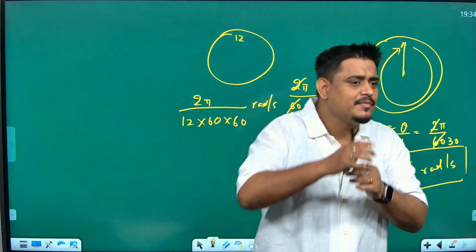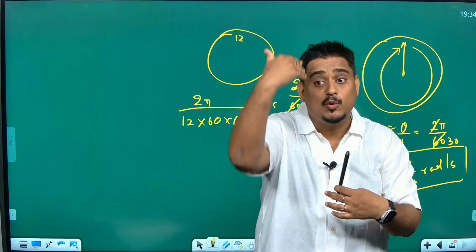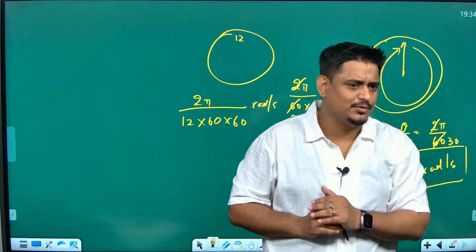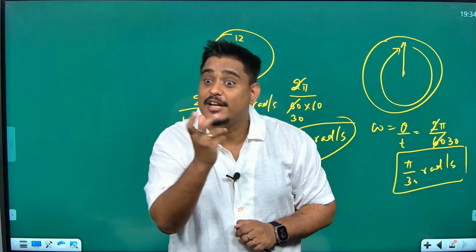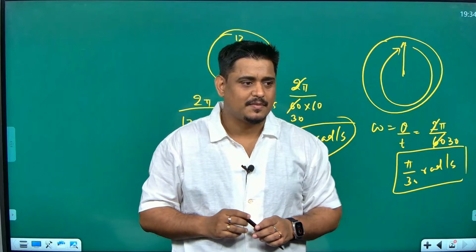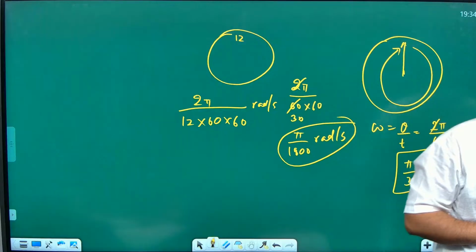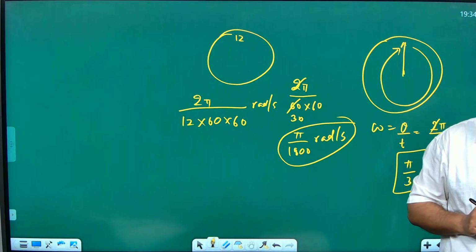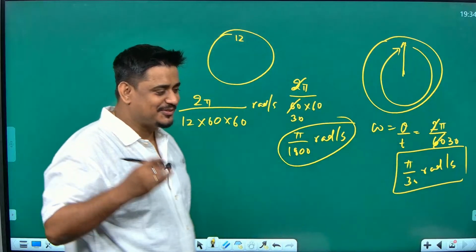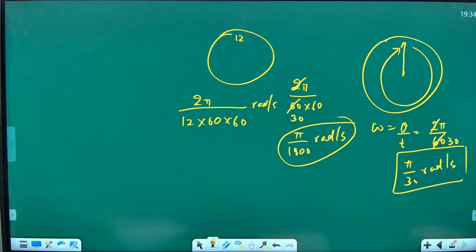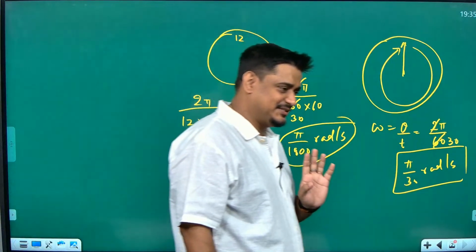What we are calculating? How much time it takes to complete one revolution, and we are dividing 2 pi by that value. If I ask you, what is the angular velocity of Earth's rotation? What will be your answer? Is my question clear? 60,000 meter per second. Sir, that's speed only. I am asking angular velocity of Earth.